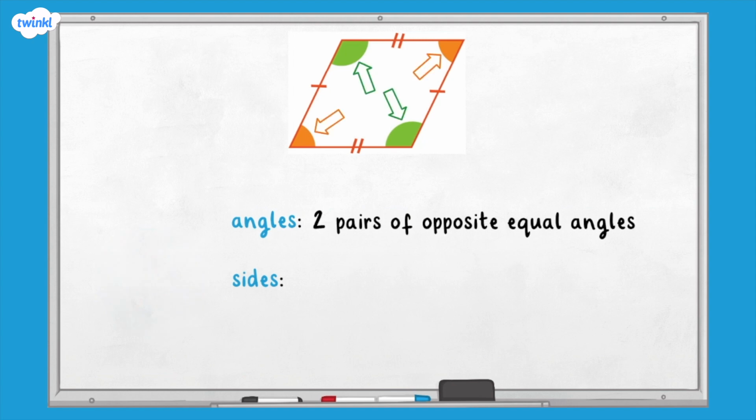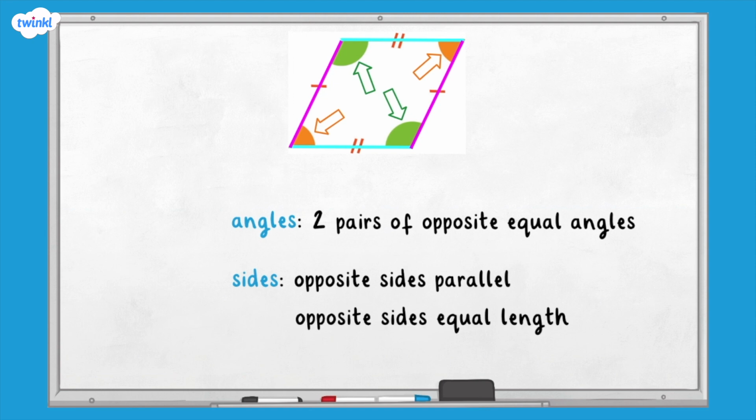This quadrilateral has 2 pairs of opposite equal angles. Its opposite sides are parallel. Its opposite sides are equal in length. A quadrilateral with these properties is called a parallelogram.